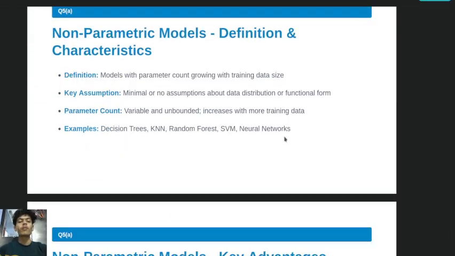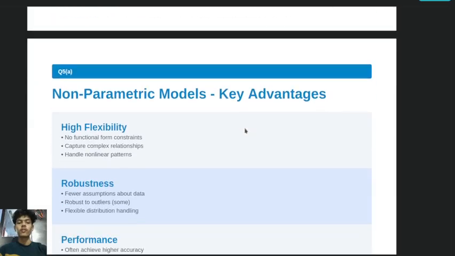Non-parametric models have a parameter count growing with training data size. This model grows with the training data size, with minimal or no assumptions about data distribution or functional form. Examples can be decision trees, k nearest neighbors, random forest, SVM which is support vector machine, and neural networks.